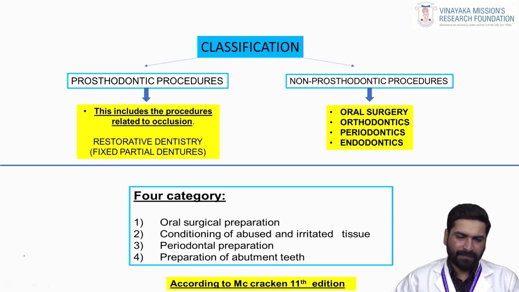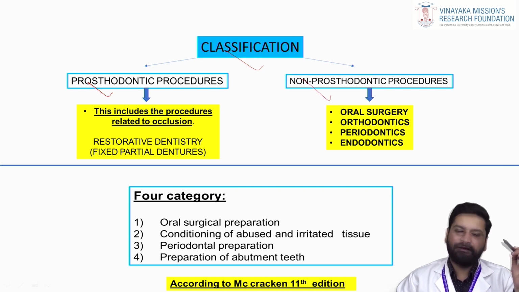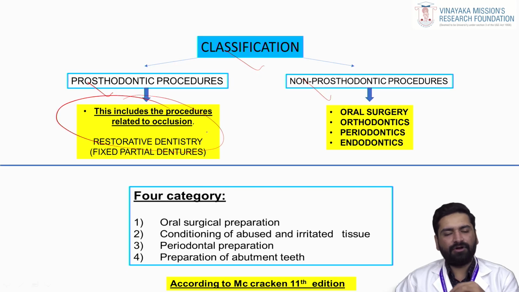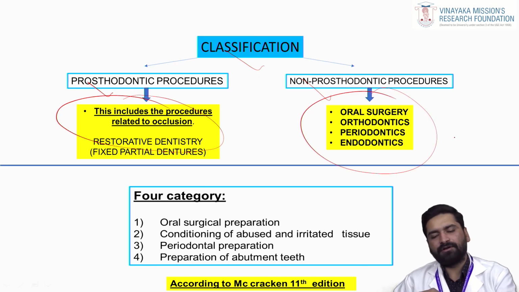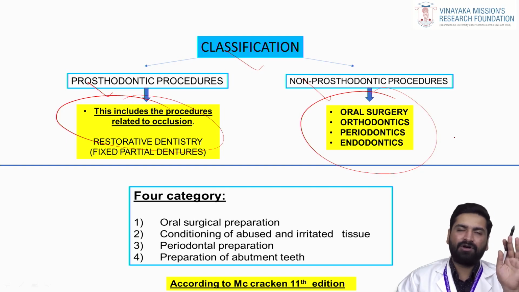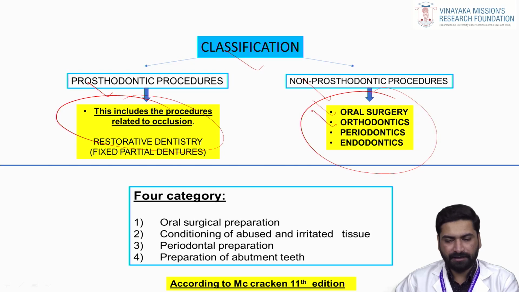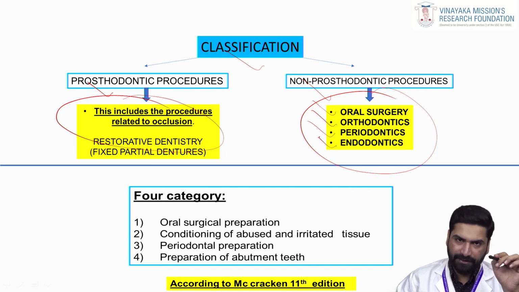Now when I want to classify the mouth preparation procedure, I already told you there are 2 types. One is prosthodontic procedure, second is non-prosthodontic procedure. Prosthodontic procedure includes all prosthetic work, whereas non-prosthodontic or pre-prosthetic procedure includes all other work apart from prostho which is required before you start making the RPD or CPD, that is your cast partial denture, right? So any work or procedure regarding the department of oral surgery, ortho, perio and endodontics or conservative dentistry.